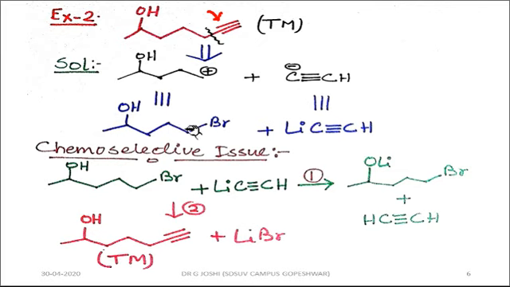After this, we can write the corresponding synthetic equivalents for these synthons. Now, if we react these two reagents together, then the alkyl lithium has equal opportunities to react either with this alkyl halide part or with this alcohol part. Therefore, we can have the formation of two products, one this way, another this way. Thus, we see a chemoselectivity issue comes into the picture in this example.